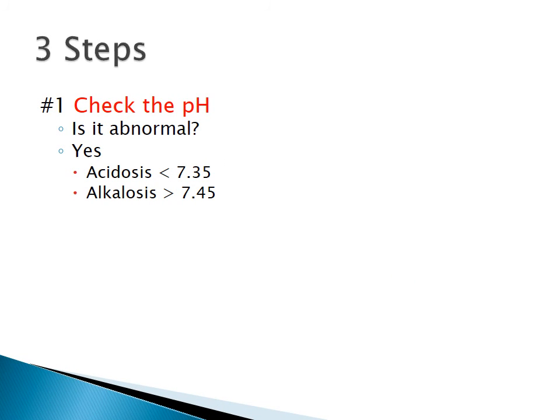There's going to be three steps to checking your ABG and making a decision on what's wrong. You're going to check the pH. Is it abnormal? Is it below 7.35 or is it above 7.45? If it's below 7.35, that means it's acidotic. If it's above, it's alkalotic. So we've already made one determination. We've already looked at a blood gas and we've already decided whether it's acidotic or alkalotic.